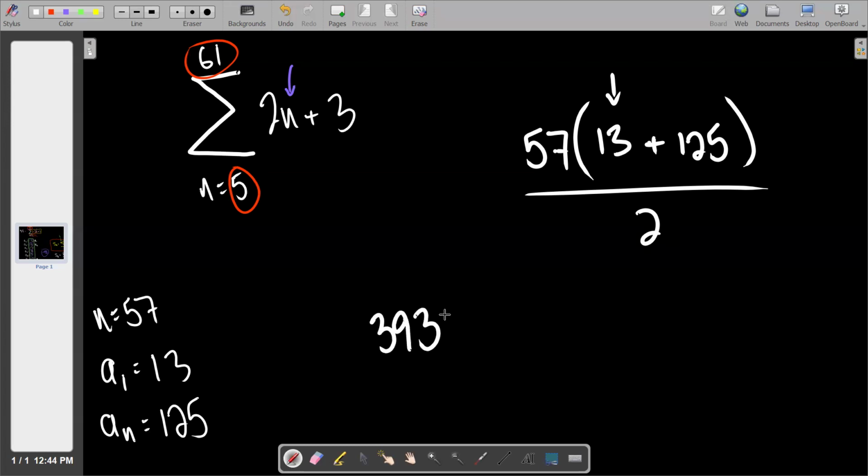That is correct. So what that means for us is that the sum of the terms of not the first 57, in this particular sequence, the sum of the 5th term through the 61st term would be 3,933. That is how you use or understand or work the sigma notation for arithmetic. Are you okay with that? All right, let's talk about geometric.